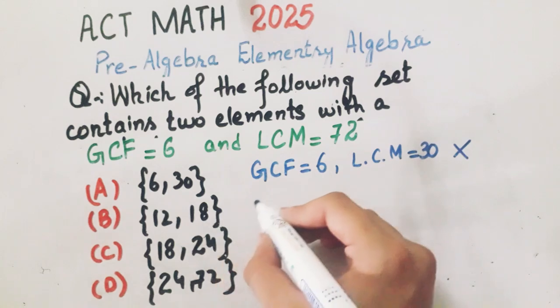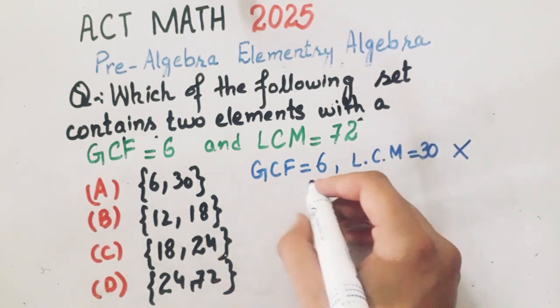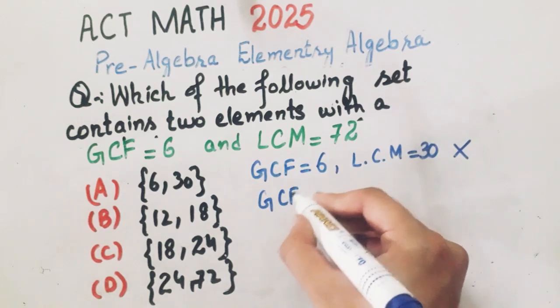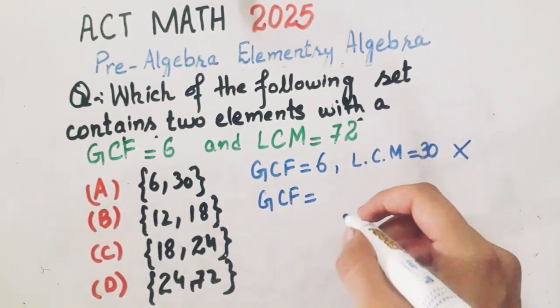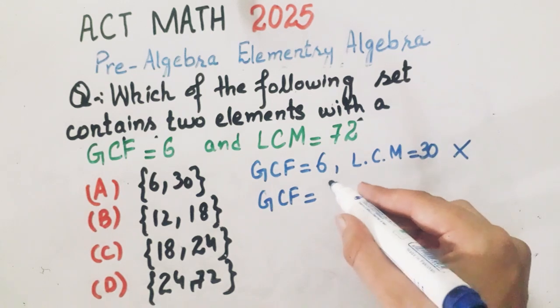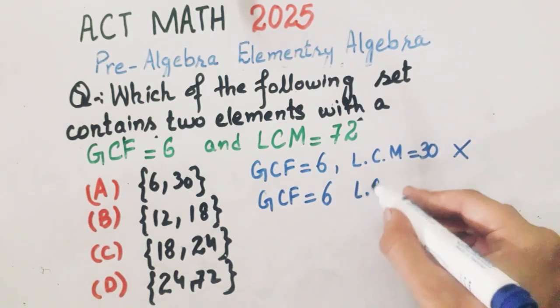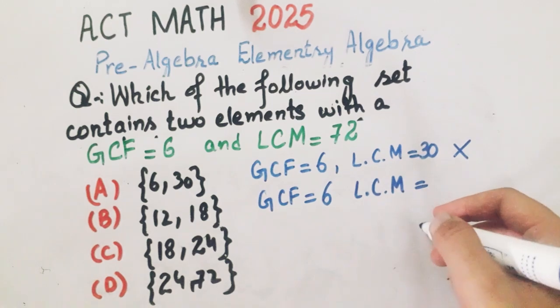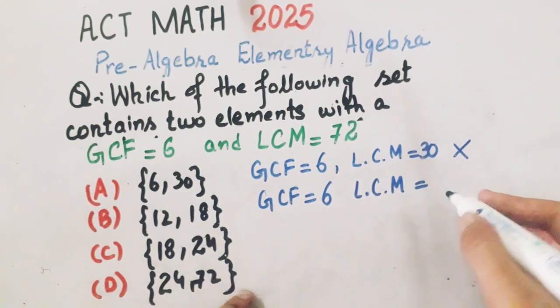So for 12 and 18, the greatest common factor that divides both is 6. And the least common multiple of 12 and 18 is 36.